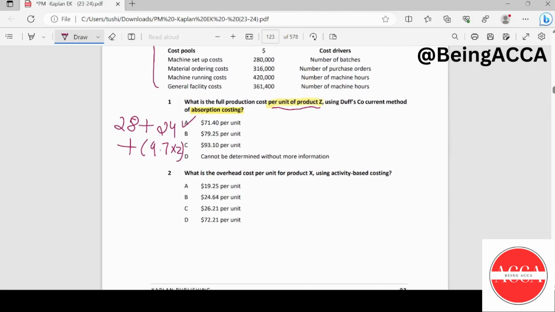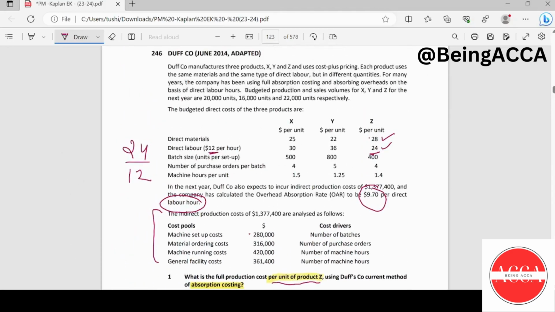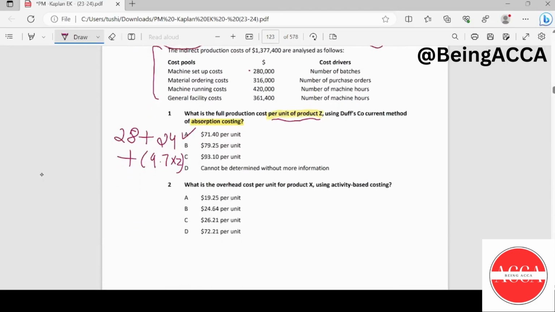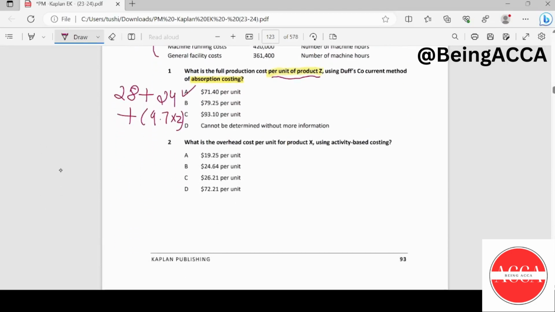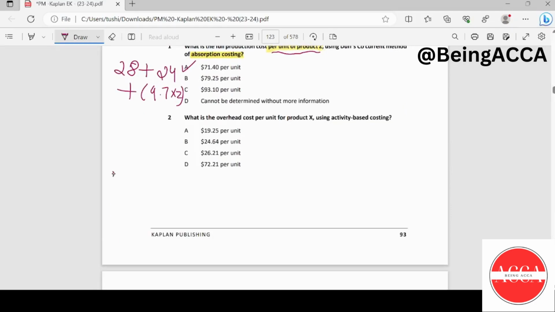So coming to machine setup cost first, we have this much of the total machine setup cost, and the cost driver is the number of batches. It is given that we have 20,000 of X, 16,000 of Y, and 22,000 for Z. And we also have the batch size. So the first thing that we will have to do over here is to find out the number of batches, because that is our cost driver for the first cost.